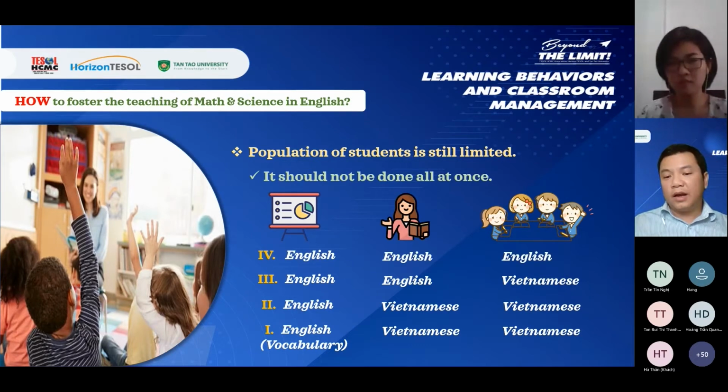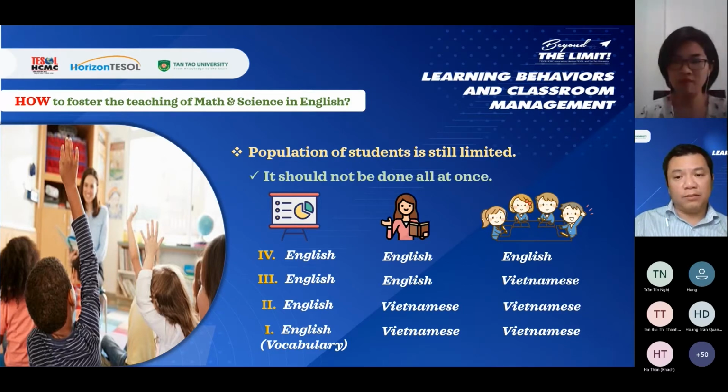And the highest level is when we use English 100%. So it's like presenting in English, lecturing in English, student discussion in English. This is the highest level of it. So there are at least four levels of teaching math and science in English that we can follow.